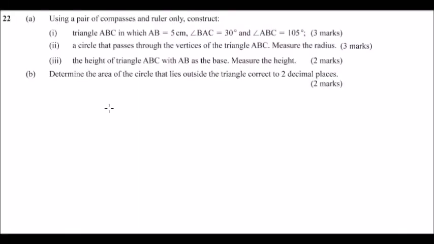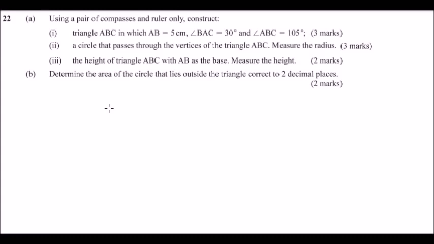Question number 22, we are told using a pair of compasses and ruler only construct. So that instruction should be followed. You only use your compass and a ruler. If you use other instruments, you lose marks, because there will be marks that will be checked by the examiner. So Roman number 1, triangle ABC, in which AB is equals to 5 centimeters, angle BAC is equals to 30, and angle ABC is equals to 105.